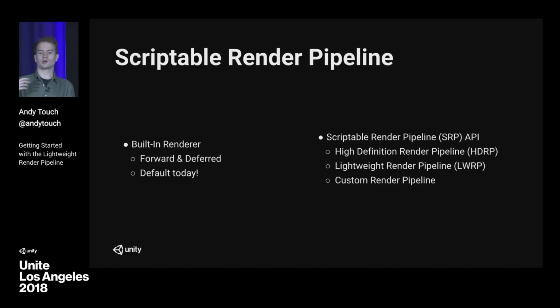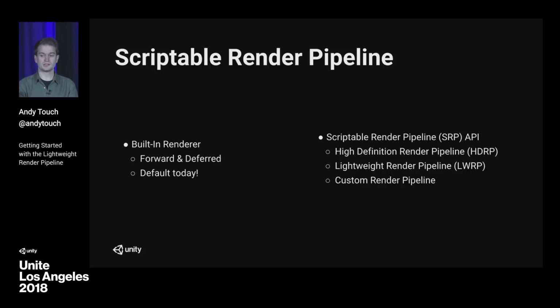But with this new dawn of the scriptable render pipeline API, we're offering an API and a core set of libraries and shaders and things. We're using that ourselves to make 2 render pipelines as examples for people to use. But we're also sharing the render pipeline API so people can create their own render pipelines if they want to. So these are kind of opt-in currently.